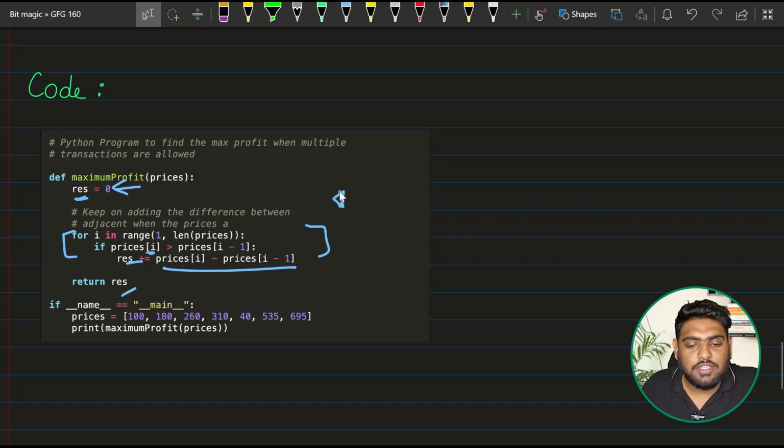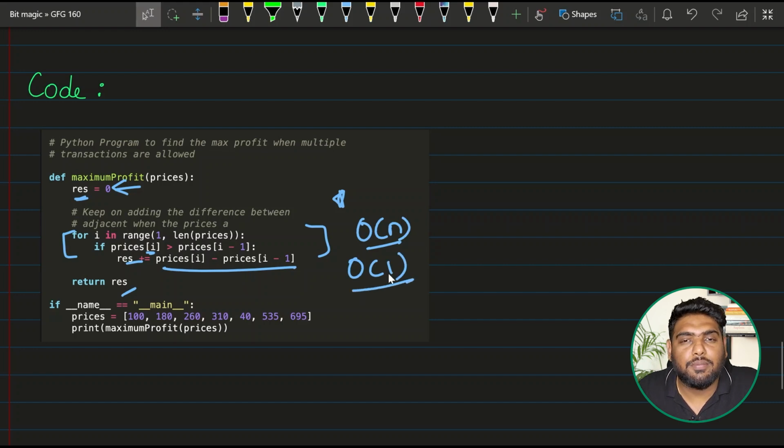What will be the time and space complexity of the solution? Well, we are just iterating through our array once. That means order of n is going to be the time complexity. We're not using any extra space here, which means we will have order of 1 as space complexity.